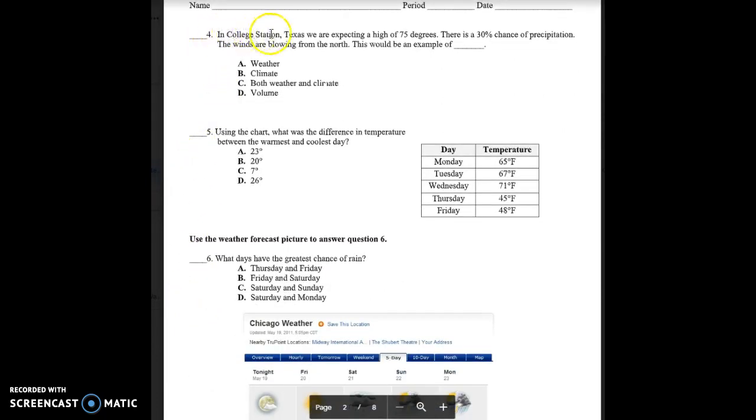Number 4. In College Station, Texas, we are expecting a high of 75 degrees. There is a 30% chance of precipitation. The winds are blowing from the north. This would be an example of A. Weather. B. Climate. C. Both weather and climate. D. Volume.